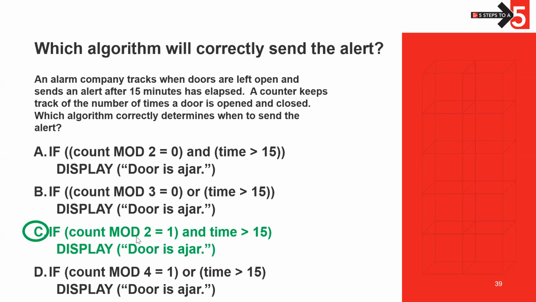So C does correctly check to see if a number is odd because we're dividing by 2 and we get a remainder of 1 and the time is greater than 15 minutes. So we accurately display door is ajar.